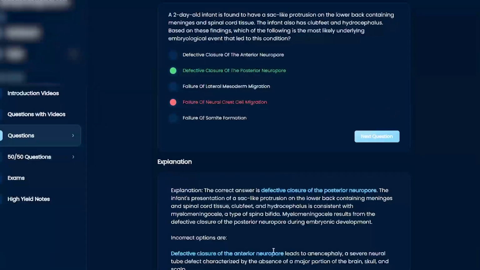Anterior is going to be the very top, where your head is. So if you don't have anterior neuropore closure, you're going to have anencephaly, meaning no brain, right? So that's going to be super severe. But the posterior neuropore is going to be your spine area and all the way down. Okay, that makes sense.